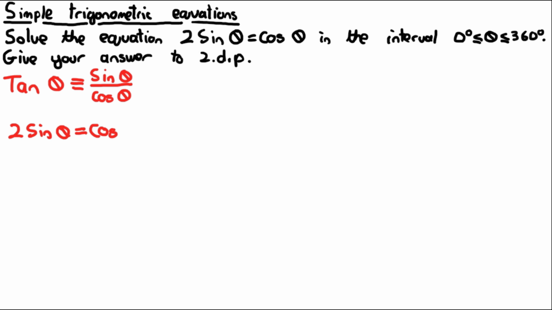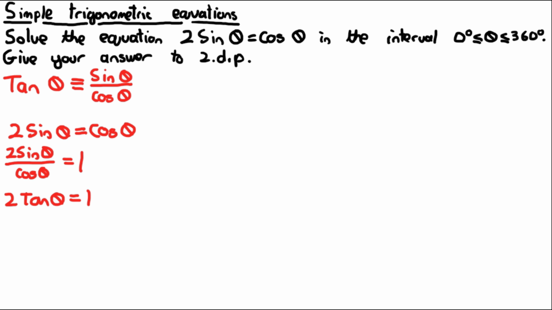So what we're going to do for this 2 sin theta is equal to cos theta, we're going to divide both sides by cos theta to get 2 sin theta over cos theta is equal to, and this is going to cancel out and give 1. But because we know that tan theta is equal to sin theta over cos theta, this can be written as 2 tan theta is equal to 1. And then we can just solve this.